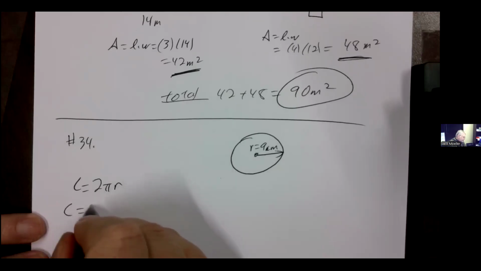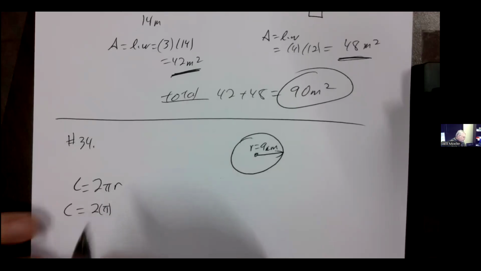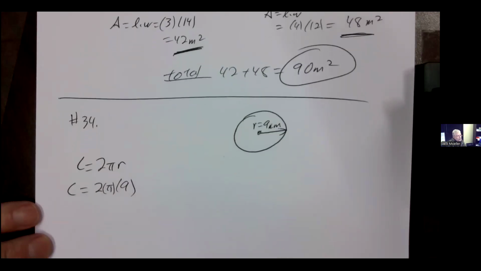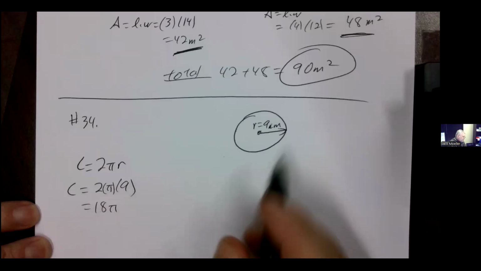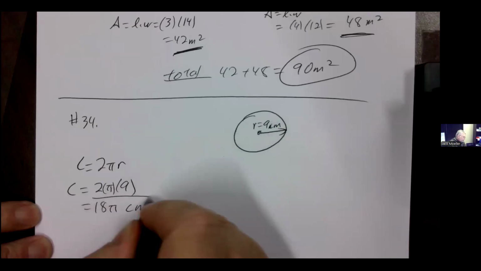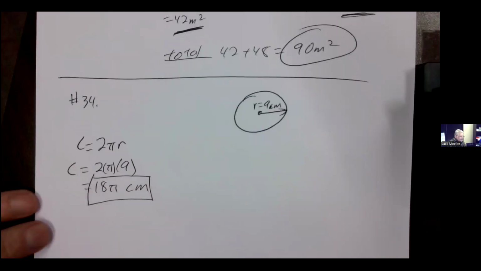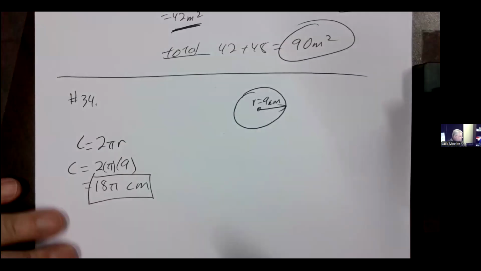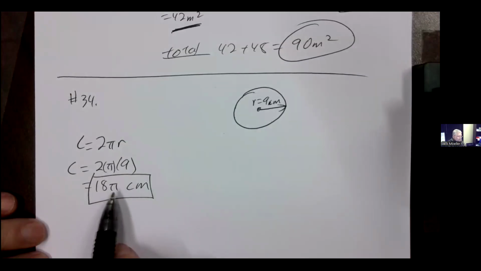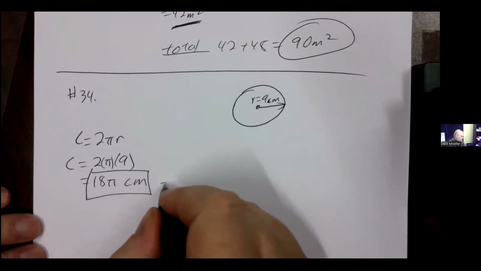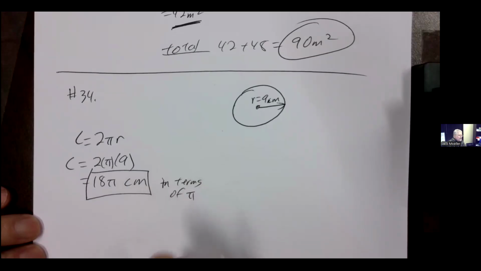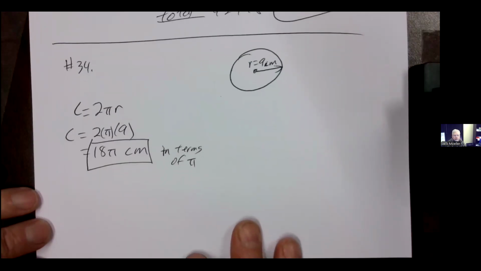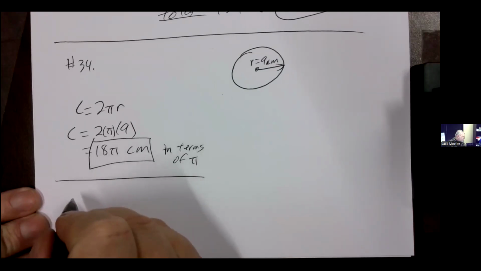So in terms of pi, leave pi as pi. All right, so you're just doing 2 times pi times 9, so that would be 18 pi centimeters. So this is in terms of pi. That's what they're wanting for the first one. Do not plug in anything for pi, leave pi as pi. So that's part one. Part two, when they say round to the nearest tenth, they're telling you plug in 3.14 for pi.